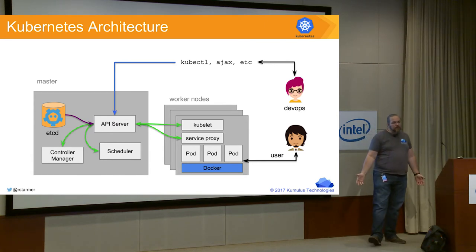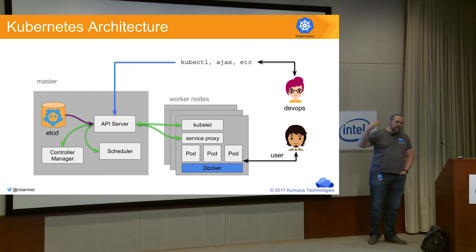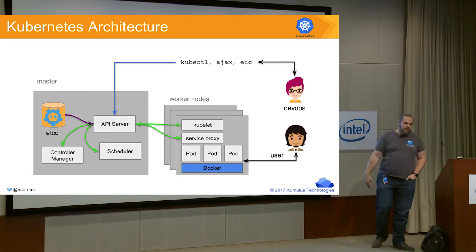There's also a project called Kuryr, K-U-R-Y-R. Yeah, we are experimenting with that. Right, so Kuryr is also trying to help synchronize those system states. And that would basically make Neutron a CNI endpoint for Kubernetes.